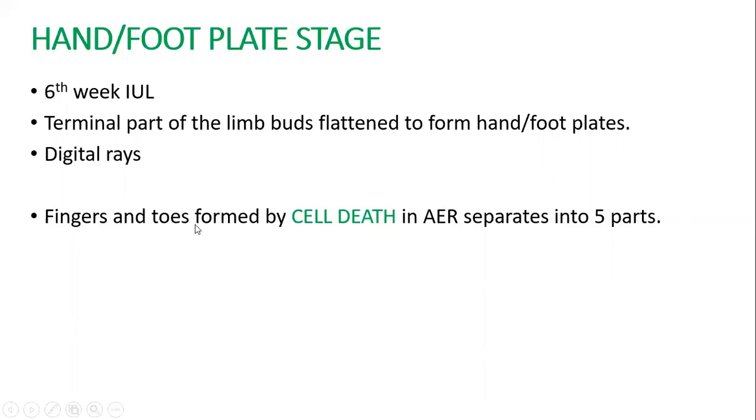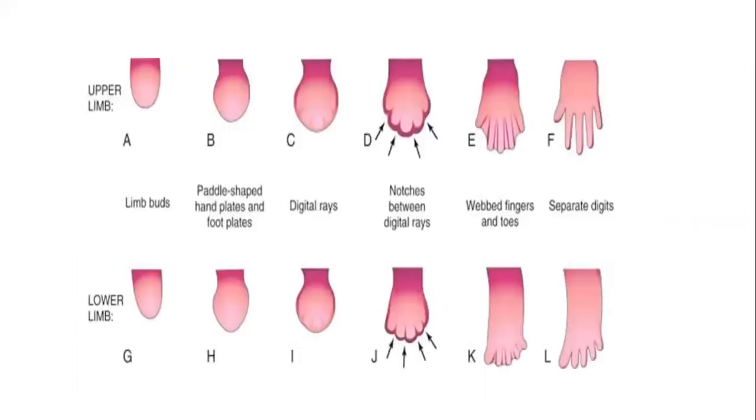Later on, by the end of the 6th week, fingers and toes, fingers in the hand and toes in the feet, are formed by apoptosis. Apoptosis is a programmed cell death that occurs in the AER and separates the digital rays into 5 parts, into definitive fingers and toes. So here's a gradual change that occurs.